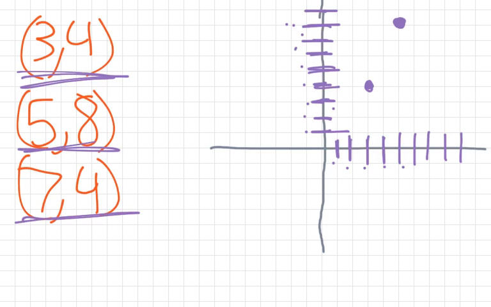Now, our last point is 7, 4. Where would 7, 4 be? Okie dokie. So I know I have 5 over. I'm going to go 6, 7. And don't I have another point that's already 4 up?